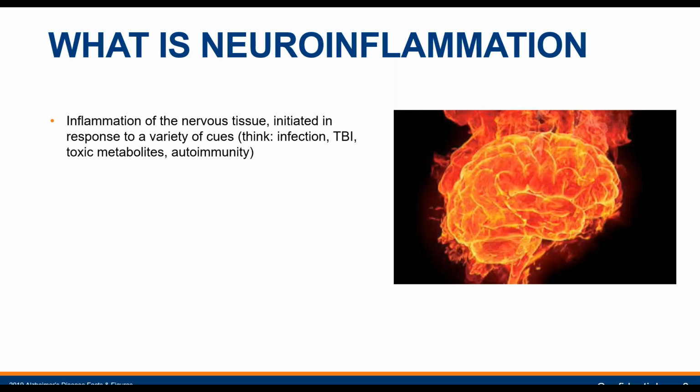So starting off, diving in, what is neuroinflammation? We know that it's inflammation of the nervous tissue, and it's initiated in response to really a variety of different cues. So things like infection, traumatic brain injury, exposure to toxins, autoimmunity. And really, it's a complicated subject. It involves immunology, toxicology, and honestly should be an etiological consideration for all conditions you're considering, including psychiatric conditions.